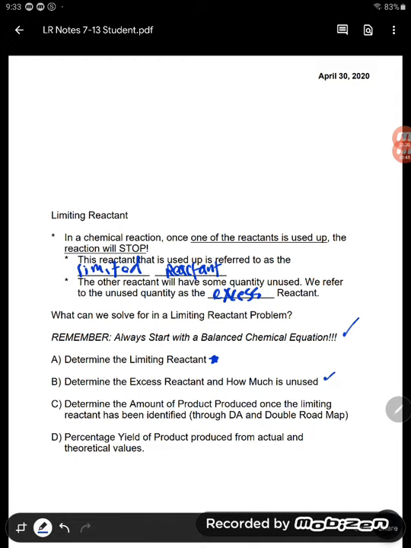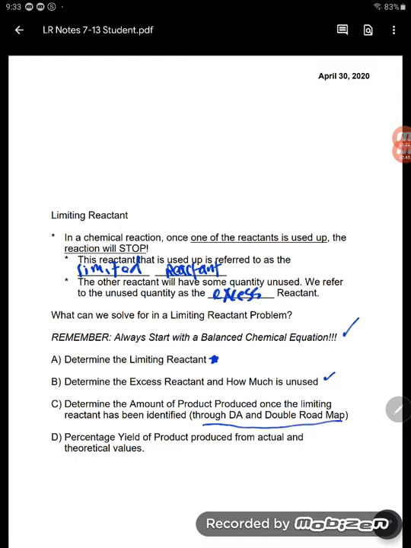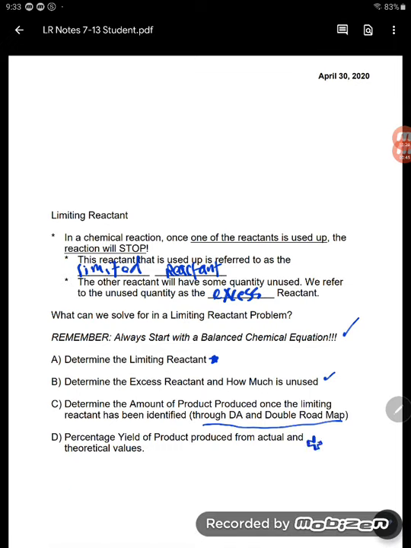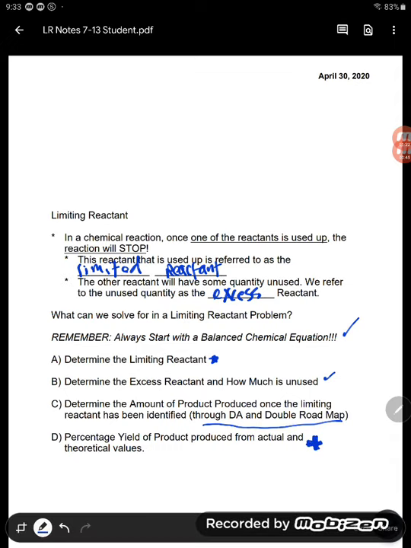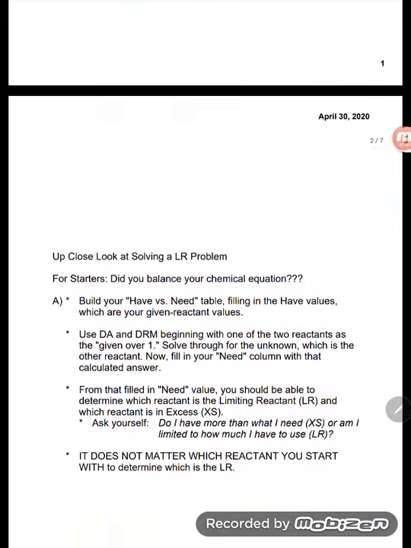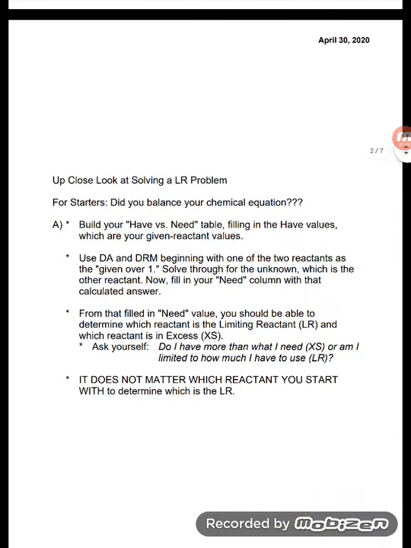And then we're going to go through that dimensional analysis, that same double roadmap that we did before, and then we can solve for what's called the percent yield of a product as well. So basically, in order to explain that, what you have in the lab isn't always what you get in the real world. And we've done a little bit of that so far.